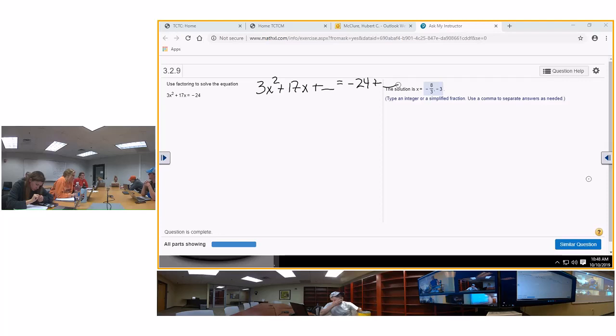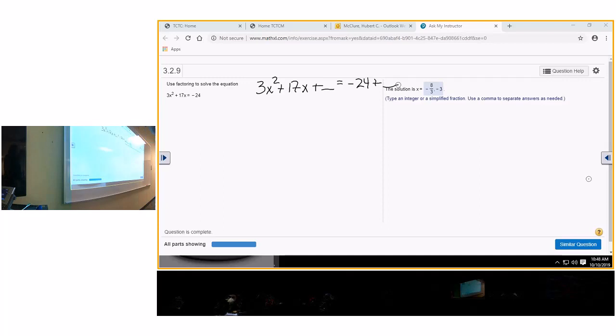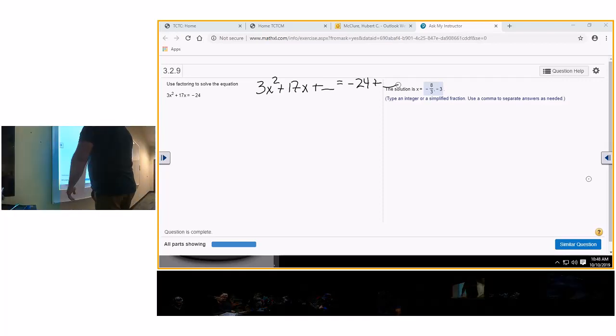If you take 15 minutes to do this problem, that's a little bit too much. You should be able to do these problems now within 1 minute, 1 minute 30 seconds. You should be able to get the vertex and the x-intercepts. If you're not, then you need to practice more.